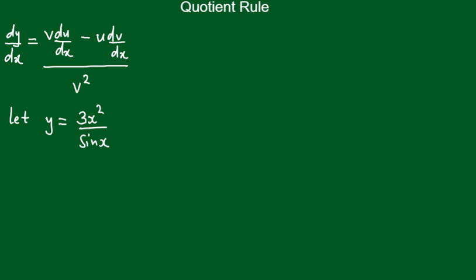Let's move on and look at the quotient rule. So under the quotient rule, we have the formula that is stated there, the top left corner. So what you just have to do is apply whatever you're asked to calculate into that formula.